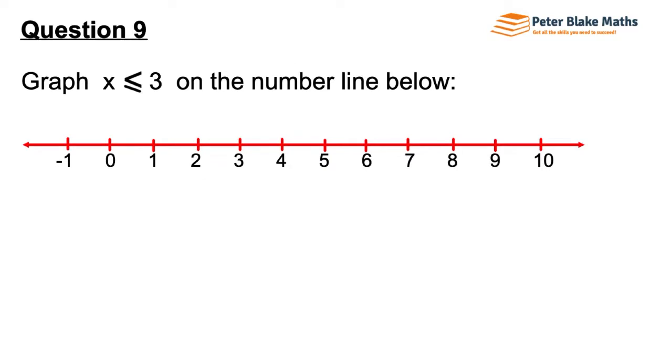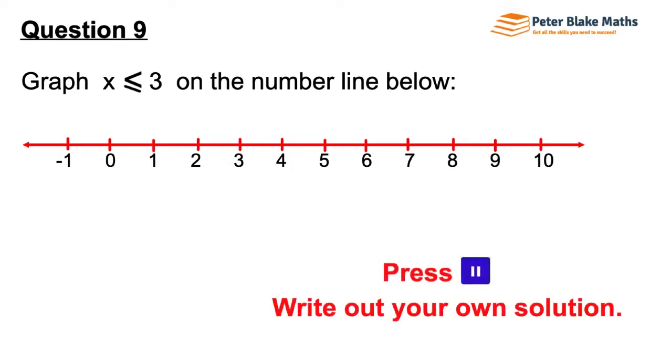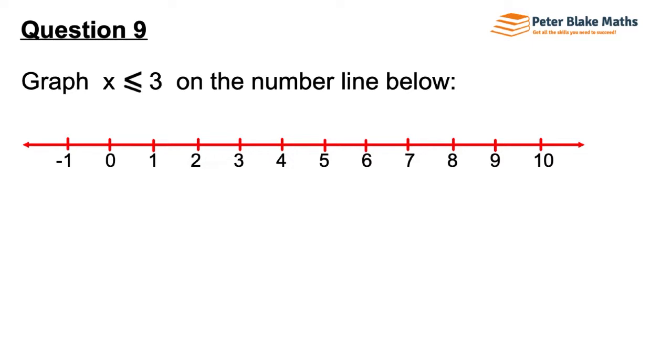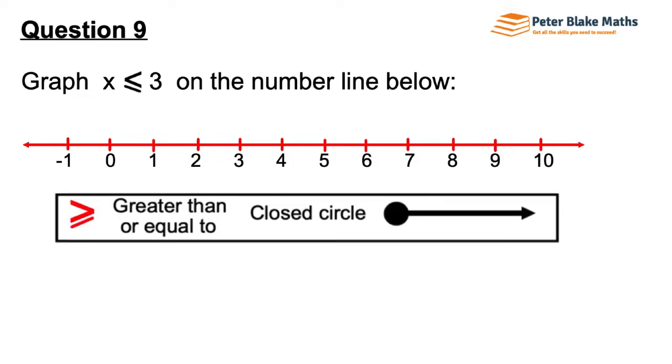Question 9. Graph x is less than or equal to 3 on the number line below. Okay, what we do here, for greater than or equal to, we have a closed circle. See that circle is coloured in dark black there? And if it's greater than or equal to, the arrow goes off to the right. Now, if you look at it, the inequality sign there, the greater than or equal to sign, points to the right anyway, as does the arrow once we graph this.